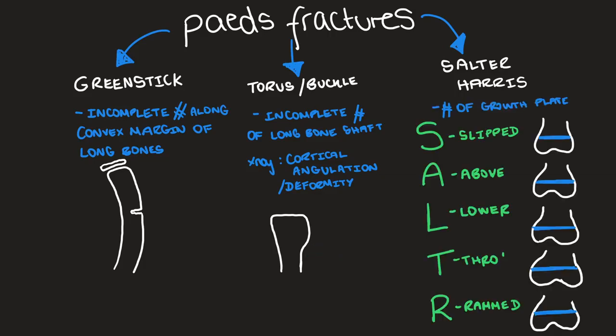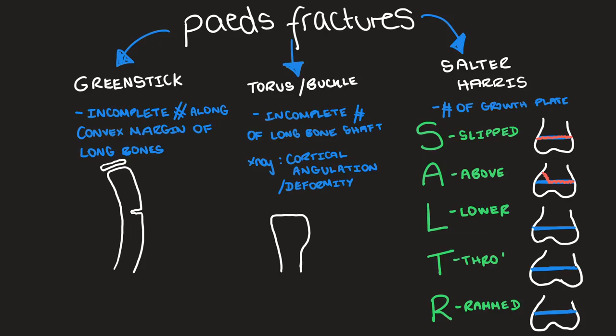There are 5 types of Salter-Harris fractures. These are fractures of the growth plate, and a nice way of remembering all 5 types is the mnemonic SALTR. So that's Salter without the E. Type 1 is slipped growth plate, so the fracture goes actually through the growth plate. Type 2, A for above, goes through the growth plate as before, but also goes through the metaphysis. This is the most common type of Salter-Harris fracture.